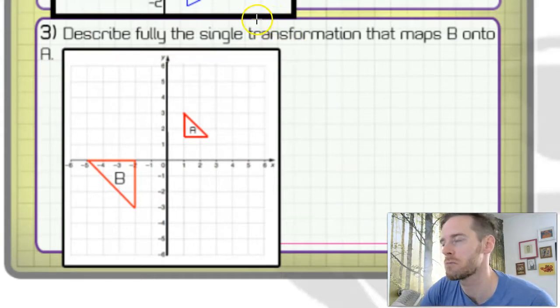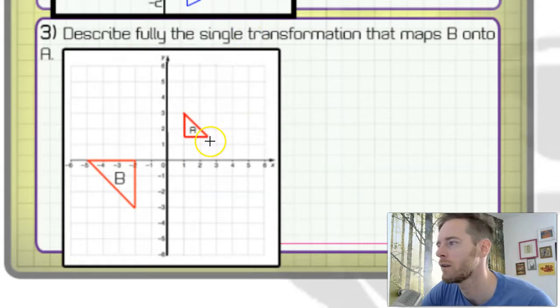So this is a description one, as I've done for all of my transformations so far, always a description one for the third question. Describe fully the single transformation that maps B onto A. So what I'm going to do here is get the projection lines in, because what we want to find is the center of enlargement point, where the enlargement occurs from. And we're going from B to A.